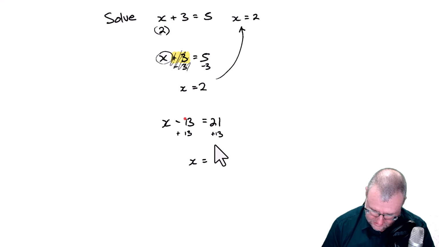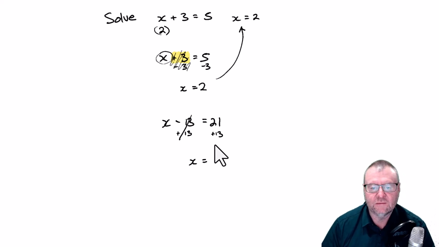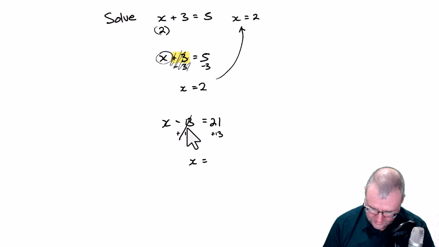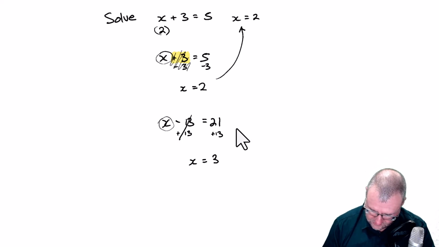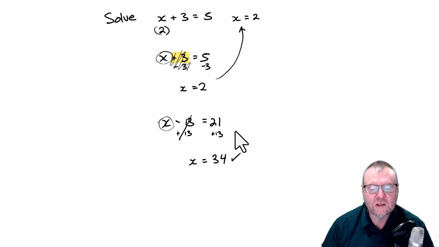Now, the beauty of that is that wipes itself out. Those 13s are now gone, and I'm just left with the x on its own, which is perfect. That's what I'm after, x on its own. On the right-hand side, I've got a 21 plus 13. When I add those together, I get 34. So my solution is x equals 34.